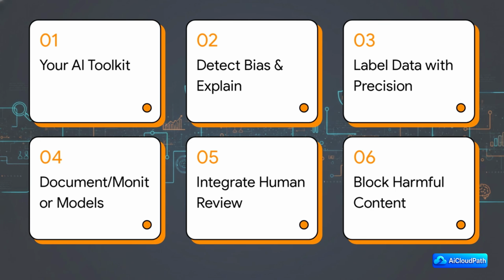So here's our game plan. We're going to take a tour of your responsible AI toolkit. First up, we'll talk about detecting bias and explaining what our models are doing. Then, we'll get into labeling data with precision. After that, we'll cover how to document and monitor the models. We'll see how to integrate human review, and finally, we'll wrap up with blocking harmful content. It really covers the whole shebang.